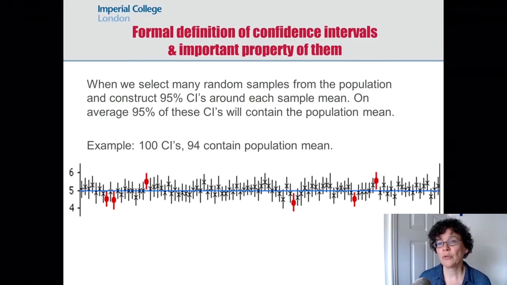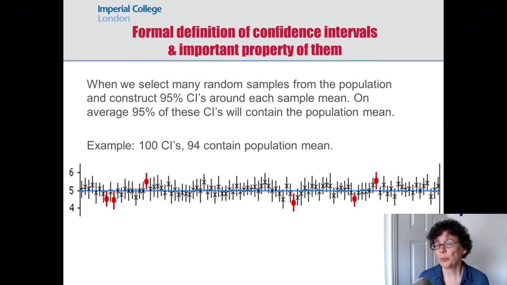There's an illustration of 100 confidence intervals, each one shown by a vertical black line, with a cross showing the participant's mean value. The population mean value of 5 is shown by a horizontal blue line, and there's just 6 confidence intervals that don't include the population mean, which are shown in red. Therefore, 94% of the confidence intervals do contain the population mean. And that's very much in line with the long-term average of 95% of confidence intervals containing the population mean.